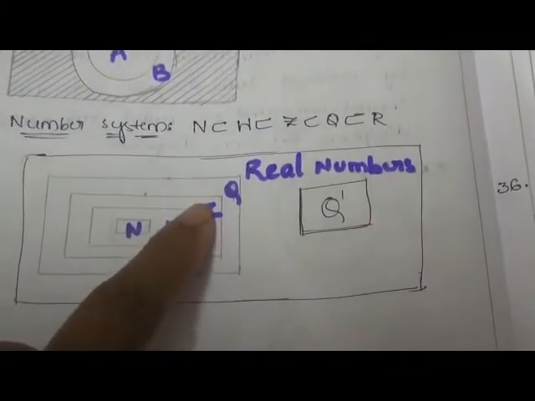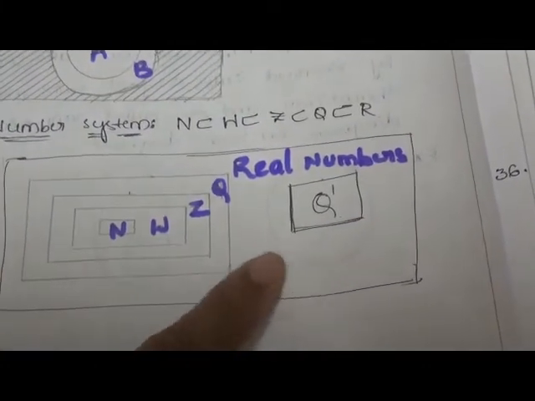Next example, A is a subset of B, just like this is itself. All the elements in A belong to B, hence A is a subset of B. A and B are both sets, subsets of the universal set. And finally, we have the number system using this Venn diagram.